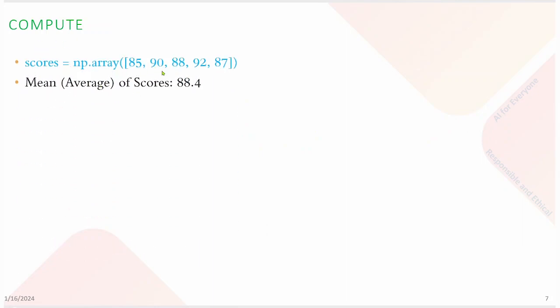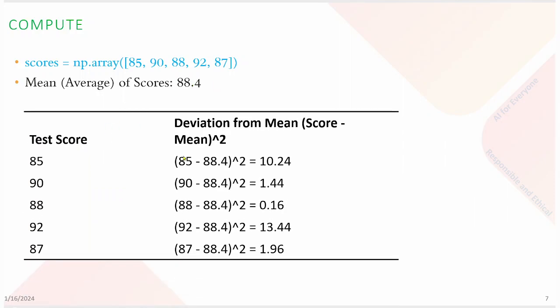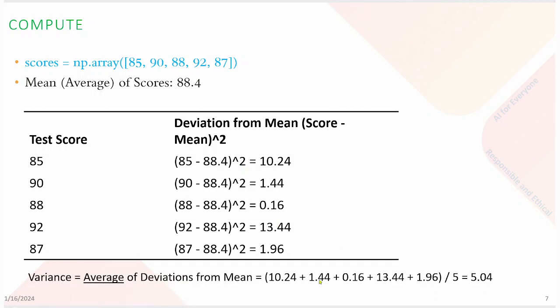So let's look at the typical way we compute it. Let's say this is your data series: 85, 90, 88, 92, and 87. Take the mean of these values and then subtract the mean from each of the individual values in the data series, square them, then add them up and divide by the number of values. So finally the value 5.04 is the variance of this particular data series.